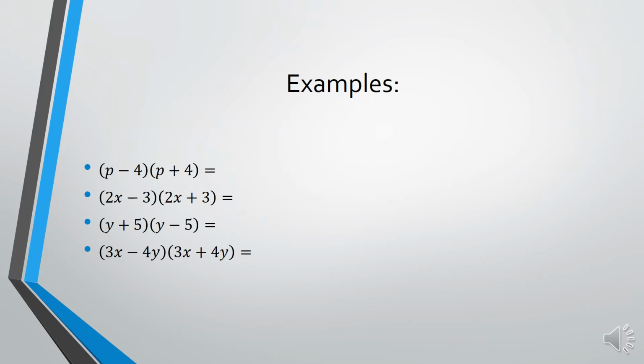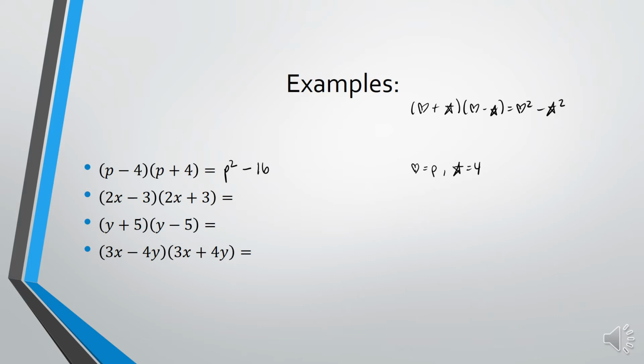So let's do a couple examples. So in this first one, I'll write it off to the side. It looks like our heart was P and our star was 4. And let me remind you what the rule was. The rule was heart plus star times heart minus star equals heart squared minus star squared. So because I have the same terms, the only difference is a minus and then a plus, my answer is going to be P squared minus 4 squared, so minus 16.